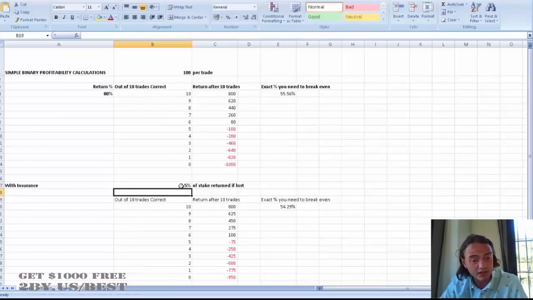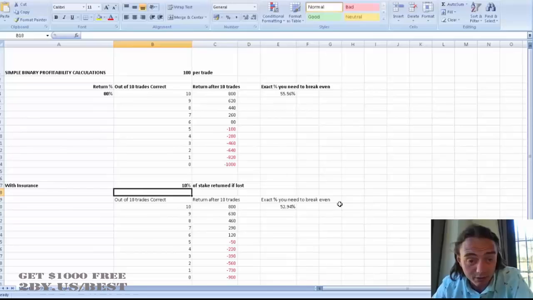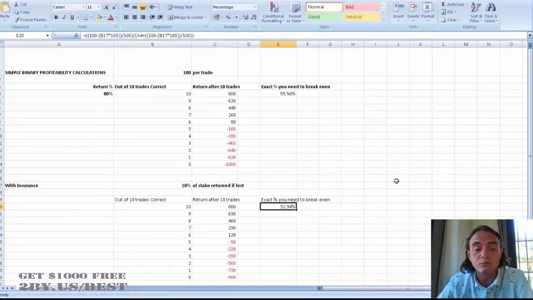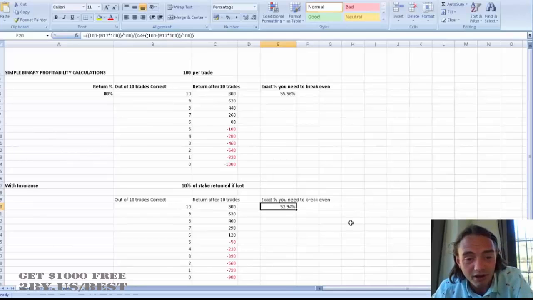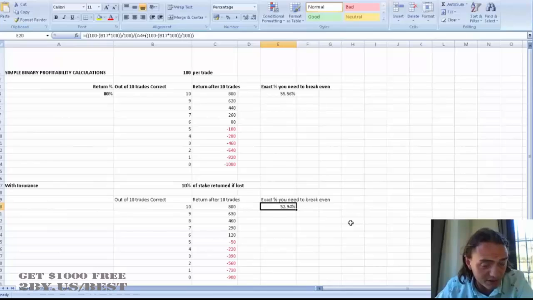So you can see here, if the broker is offering you 10% return even if you lose your trade, you need to be correct 52.94% of the time if your return is 80% on a winning trade. Hopefully that's not just confused you all, but the calculator will be available to download, and I hope you find it useful. Okay, let's carry on.